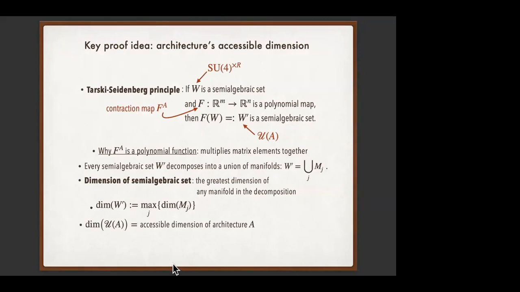Sorry, Nicole. This dimension of W prime. So you contract your matrices, you get a collection of unitaries you have implemented. So is this like a rank thing, or is it the maximum rank?